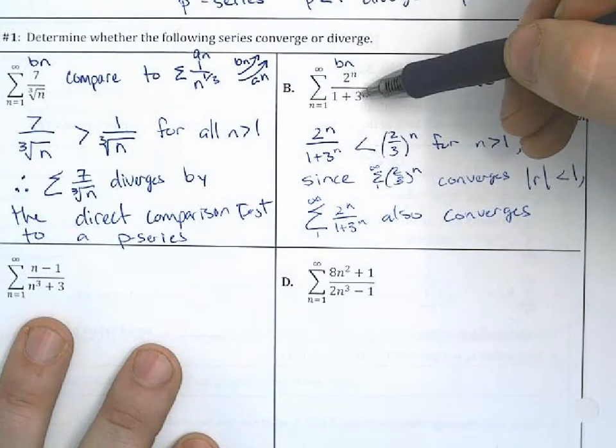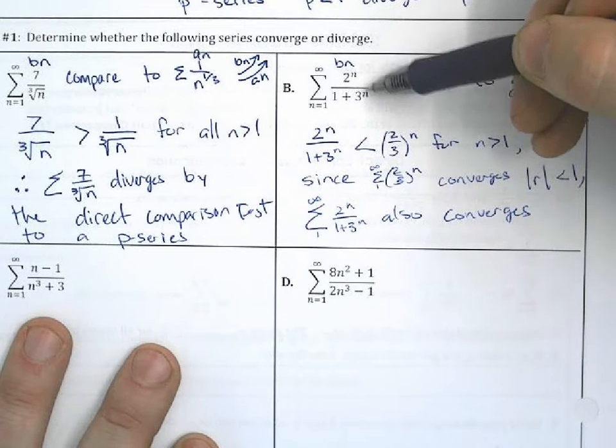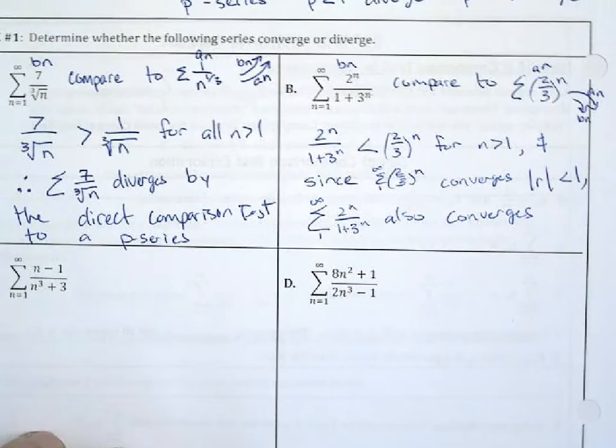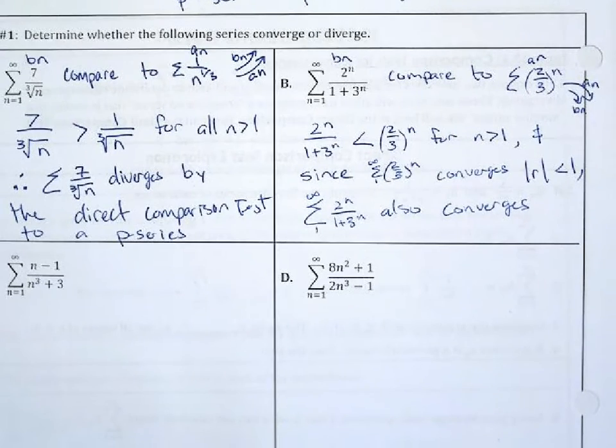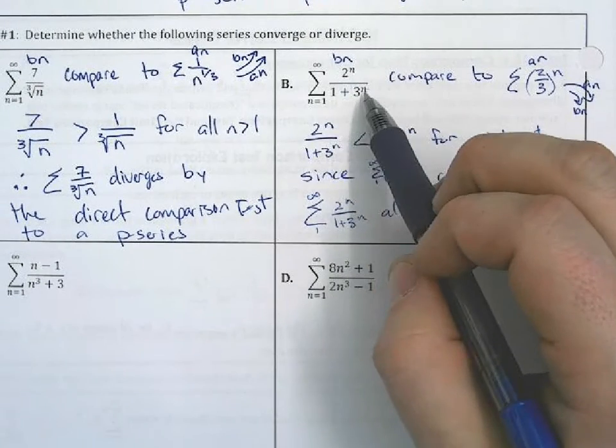I'm picking 2/3 in because right here it looks like 2/3, and they're both raised to the n. So that's why I'm looking at that one.